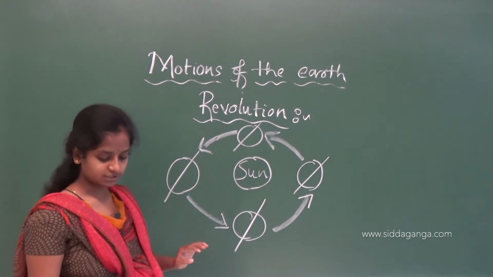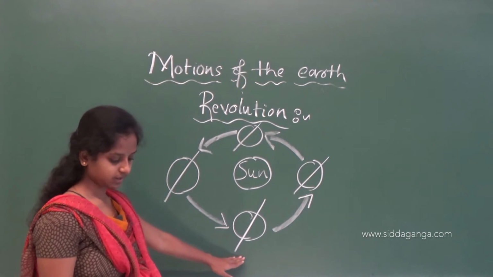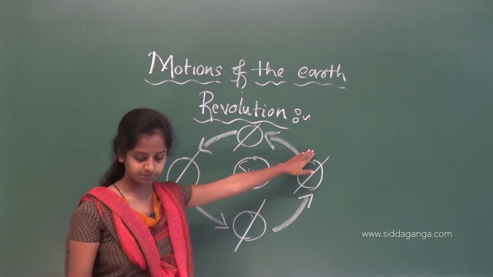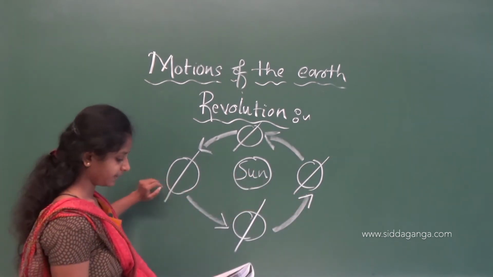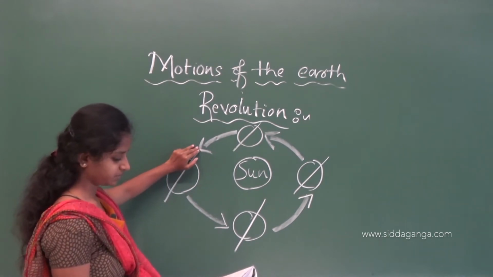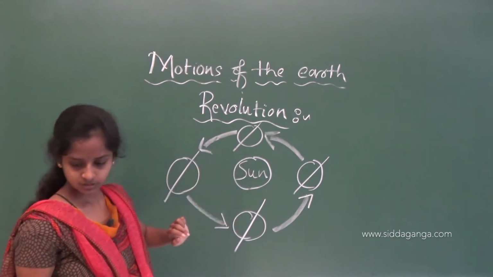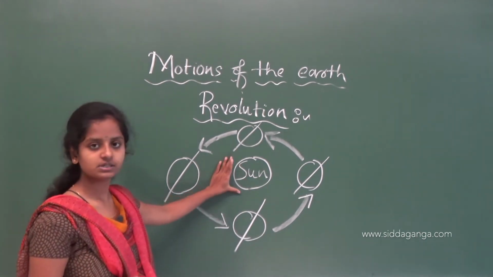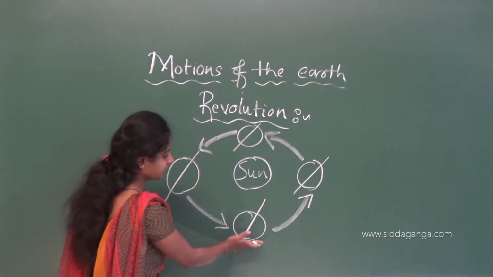Let us imagine the diagram they have given. This is the spring and this is also spring. Winter in the northern hemisphere, winter solstice, summer in the southern hemisphere, and winter in the southern hemisphere and summer in the northern hemisphere. This is autumnal and this is autumn. Now what are we going to do? This is the sun, this is the earth. Let us start from here.